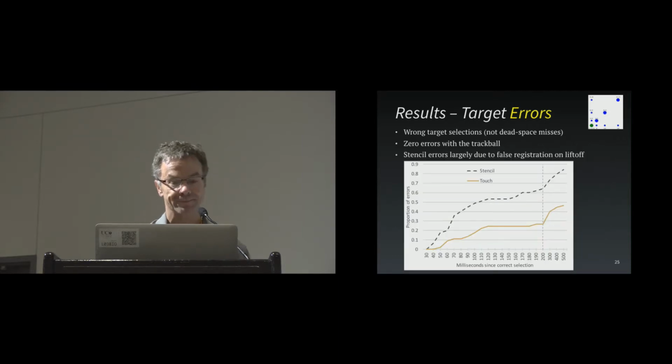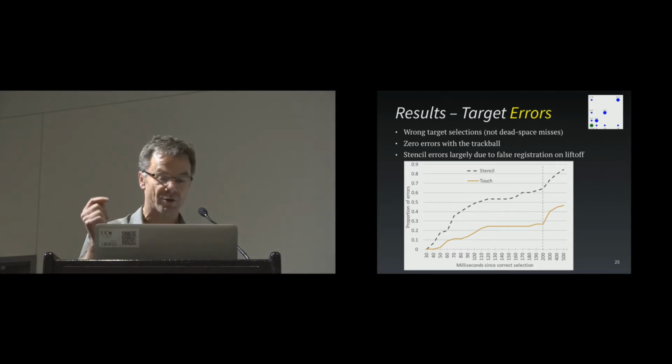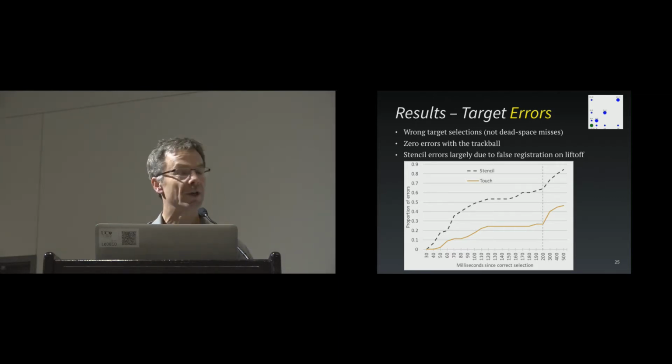To better understand these errors, we looked at the proportion of errors that occurred in the period immediately following the correct selection. This showed that with the stencil, about 65% of the errors occurred within 200 milliseconds of a correct selection. And we attribute this to an unintended finger bounce on the previous target during liftoff. Only about 26% of normal touch errors occurred in the same time period. So something about the stencil is increasing errors during liftoff, but a short timeout could ease that problem.